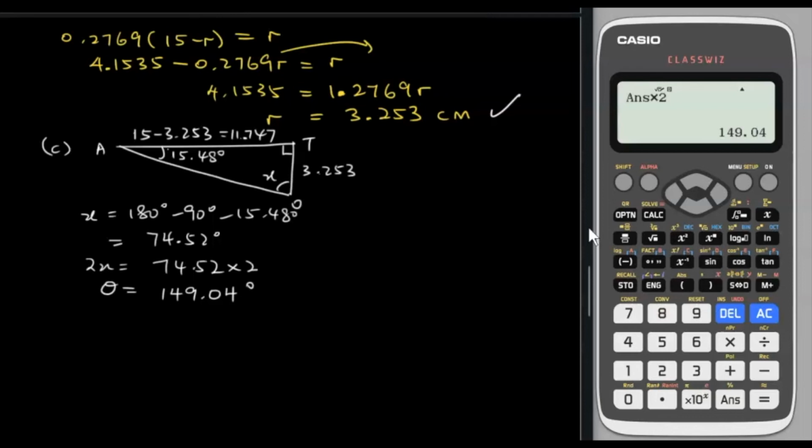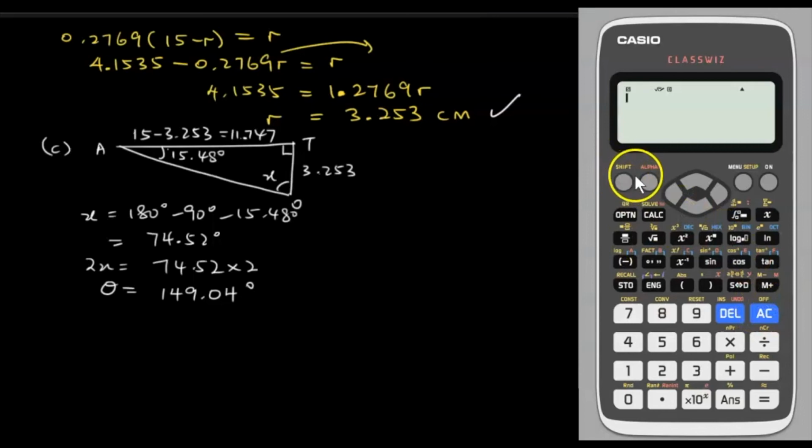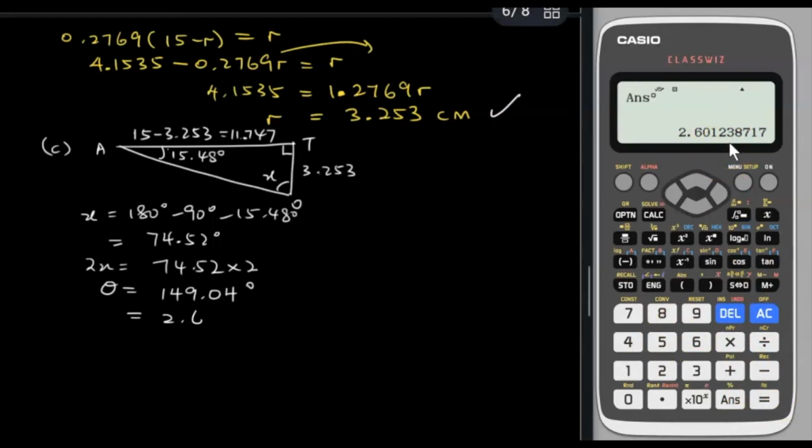So 149.04. Now I want to change this to radians. Use the calculator: press Shift and then Setup, then Angle Unit number 2, which is Radian. Then you press 149.04 and equals, then you press OPTN, then Angle Unit. Just now your 149.04 is in degrees, so we press 1, then press equals. So it'll be 2.6 radians.